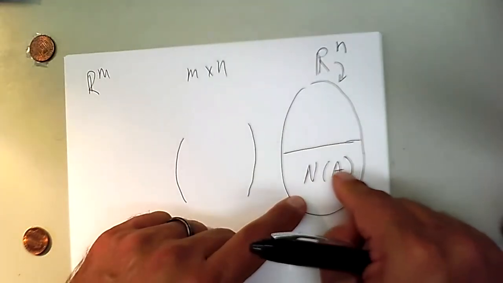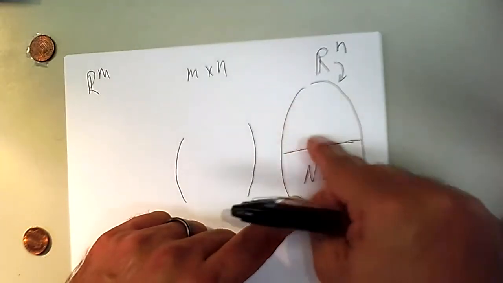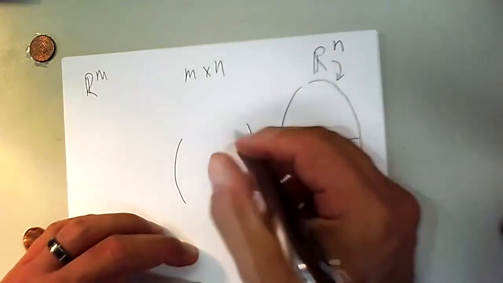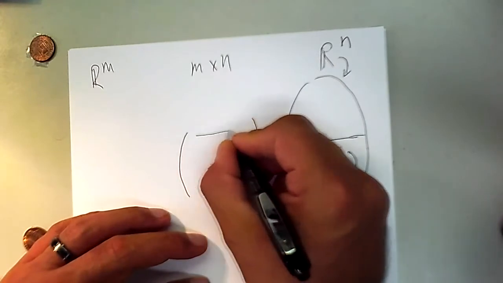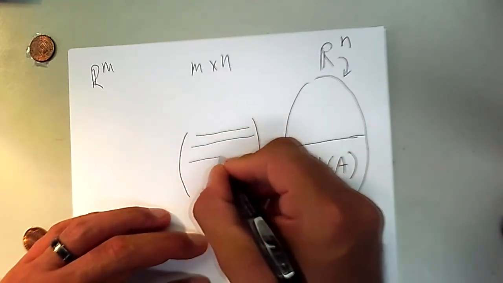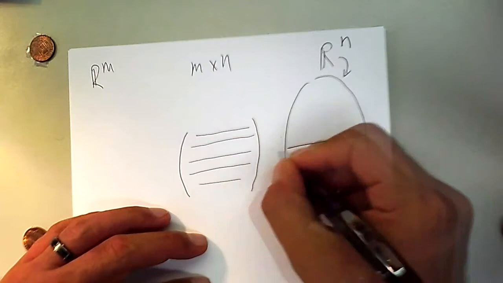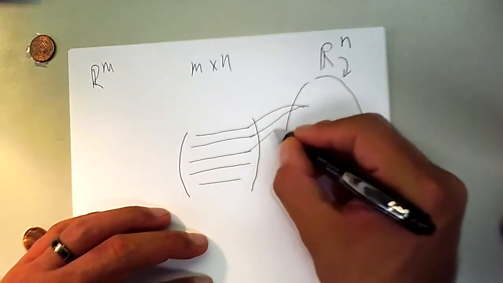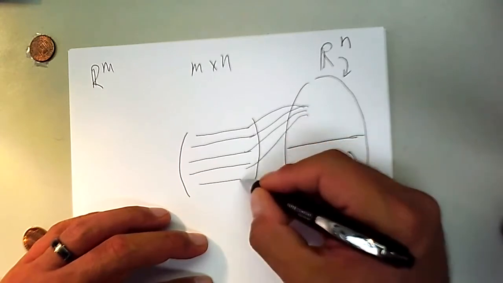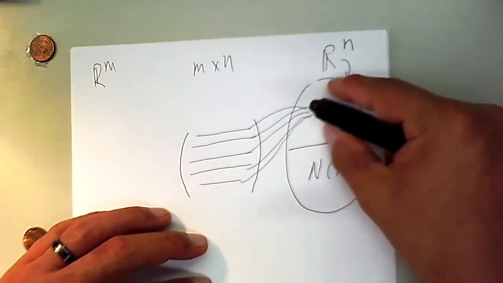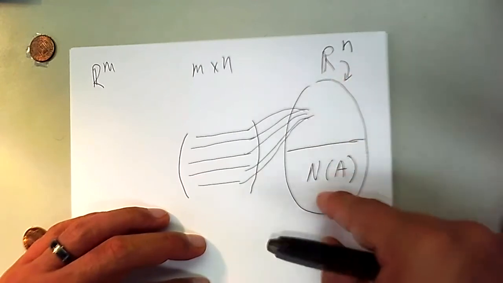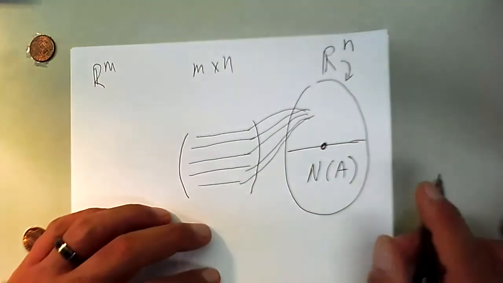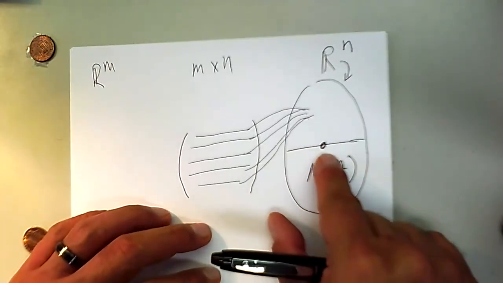Perpendicular to that, there is going to be another part, which is the complement, and that is the space generated by the rows. Whatever rows, as many rows as we have, that's going to generate a space, and that space is going to be perfectly complementary to NA. In other words, the only thing they're going to share is the origin. They're not going to share anything else other than the origin.